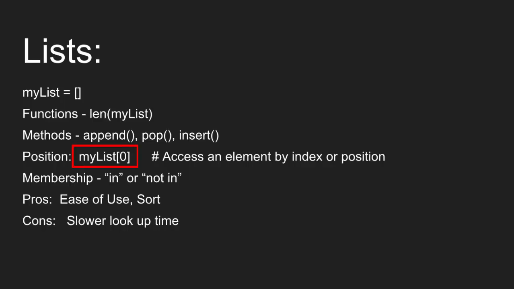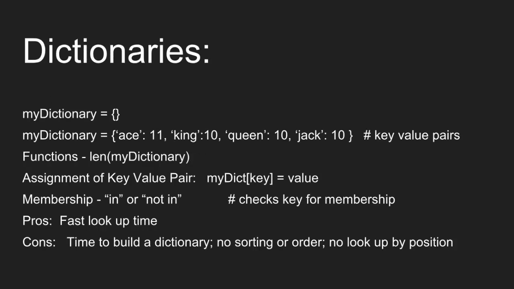We can also access any element in the list by its position. For example, my list, square bracket 0, accesses the first element in the list. We can test for membership, whether something is in or not in the list. Some of the pros of a list are they're easy to use and we can sort them. Some of the cons are it takes a longer time to look up a specific item in a list. For example, if it's the last item in the list, we have to go through all of the items to finally find that last item.